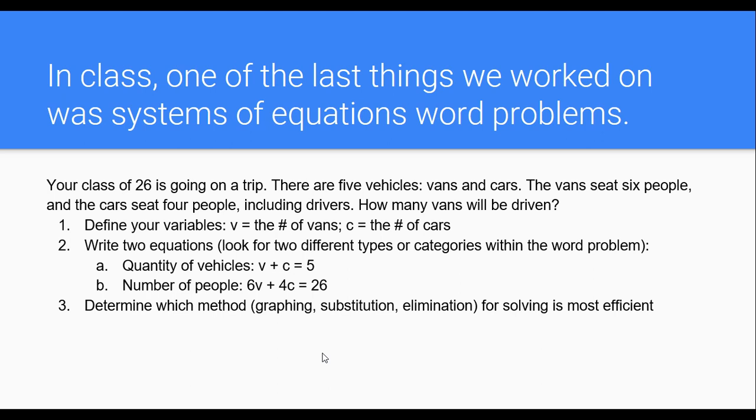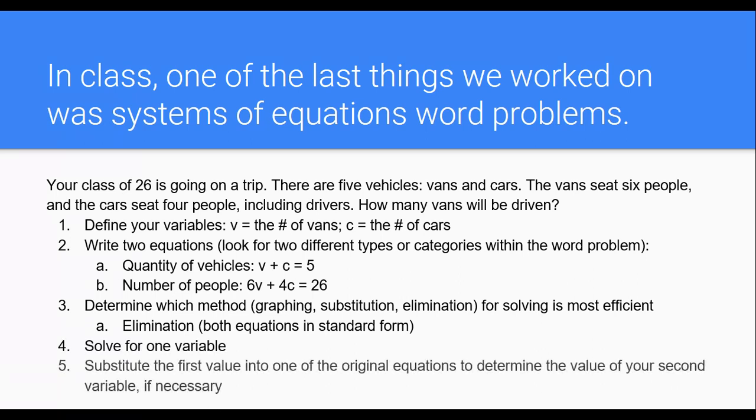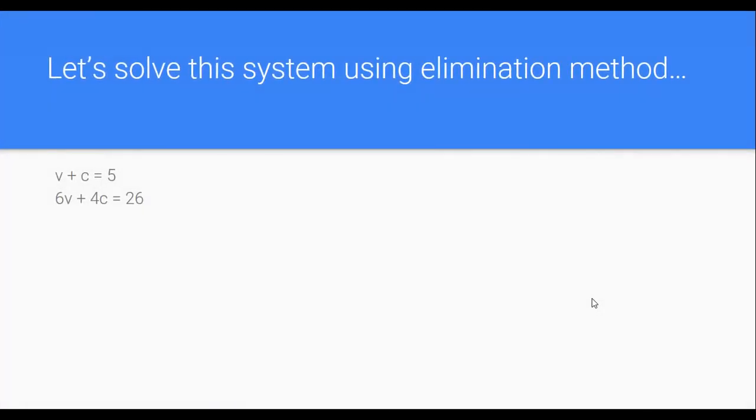Since we've got both equations in standard form here, we're going to use elimination. We're going to use that method to solve for our first variable and then substitute that first variable into one of the original equations to determine the value of the second variable if it's necessary. So let's go ahead and take a look at what it looks like solving this system using elimination.